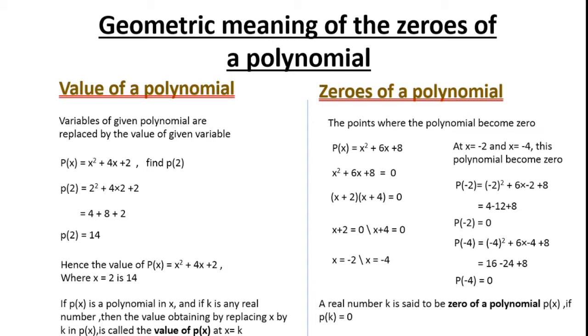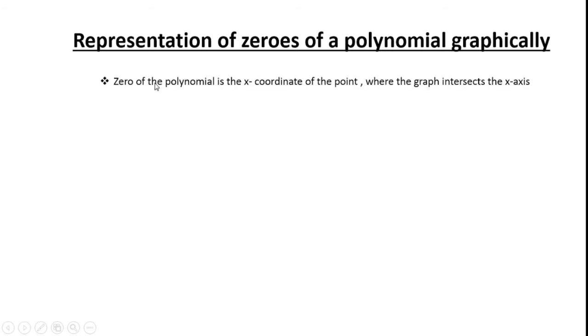Now we can see the geometric meaning of zeros of a polynomial. See here what the topic is: geometric meaning of the zeros of a polynomial. Geometric meaning means how we can represent this polynomial graphically. That we can explain, the representation of zeros of a polynomial graphically. In a graph, the zeros of a polynomial is the x-coordinate of the point where the graph intersects the x-axis.